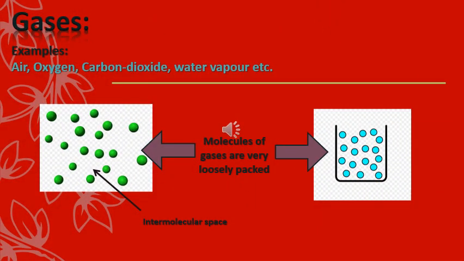As you can see in this picture, two pictures are given here, and in both these pictures the intermolecular arrangement of gases is shown, and you can notice that there is a large amount of space between the molecules. Molecules of gases are very loosely packed, very far from each other. That is why they spread very easily and they keep on moving in their intermolecular space.